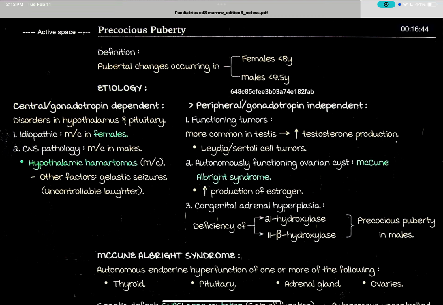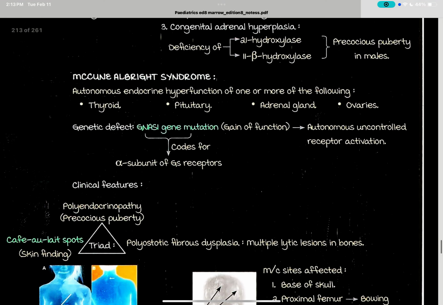Autonomously functioning ovarian cyst, as in McCune-Albright syndrome, with increased production of estrogen. Congenital adrenal hyperplasia, with deficiency of 21 hydroxylase and 11 beta hydroxylase, causes precocious puberty in males.